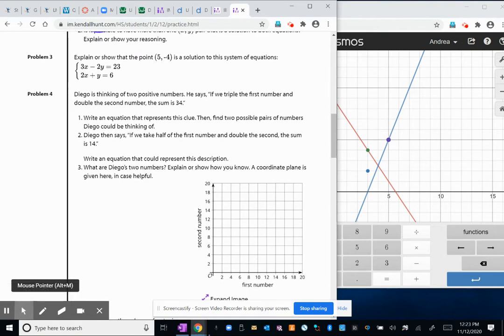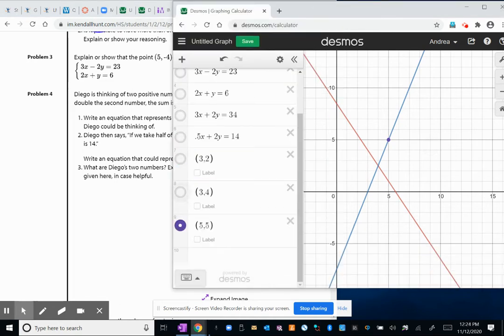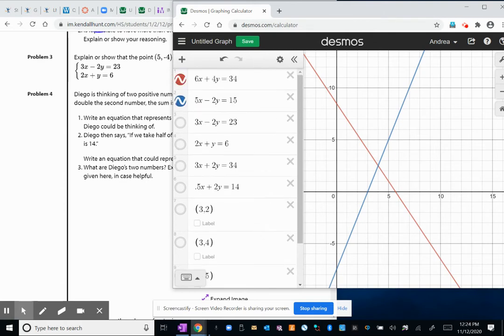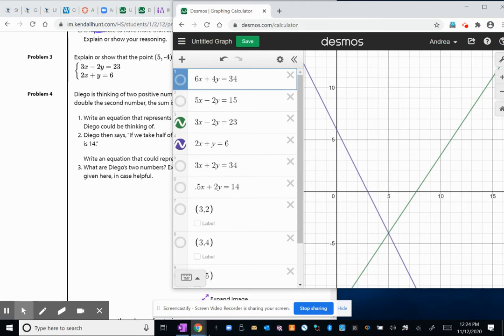Okay, number 3 says explain or show that the point 5, negative 4 is a solution to this system of equations. Again, I put both of those equations into Desmos, so turn these all off. And here they are. And right here, where the two lines intersect, is that point 5, negative 4. So we can say it is a solution to the system because it is the point where the two functions cross.